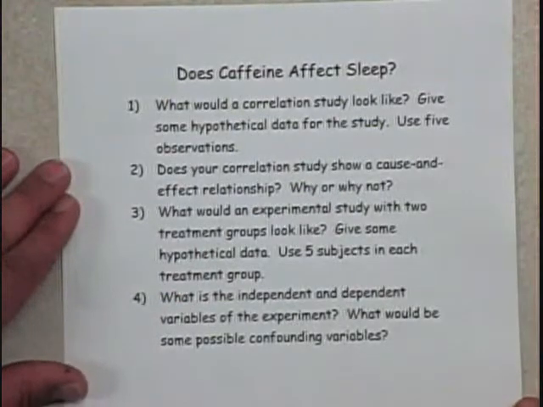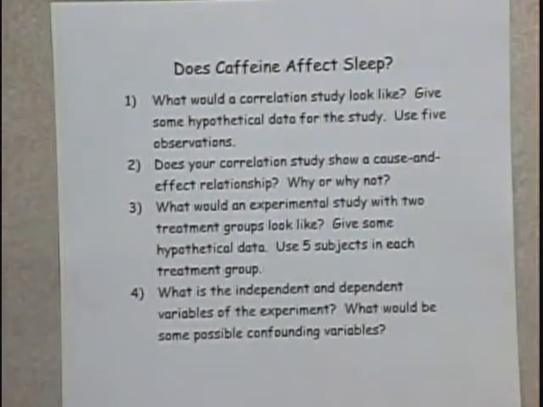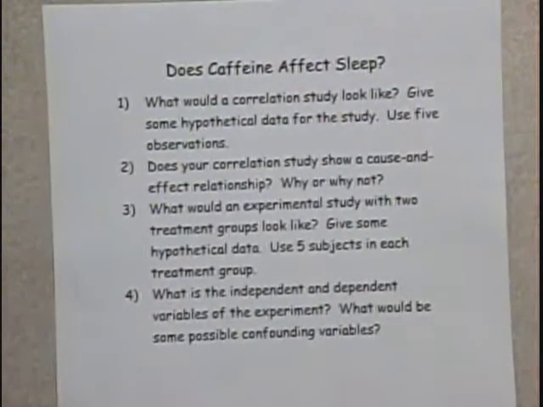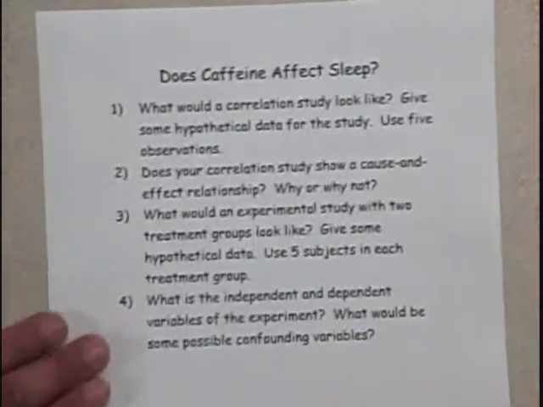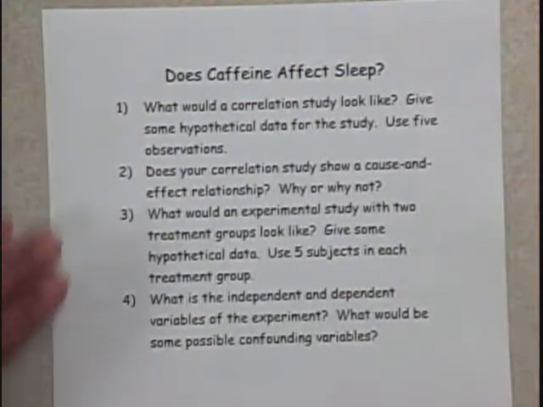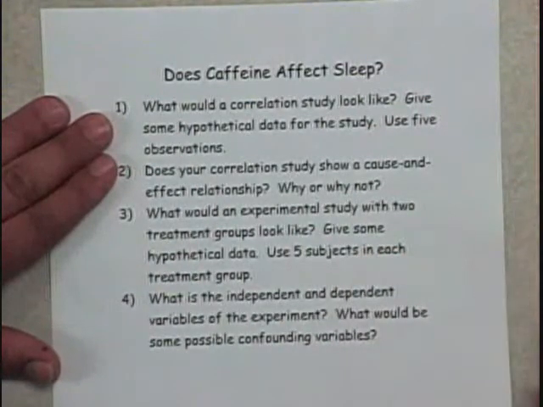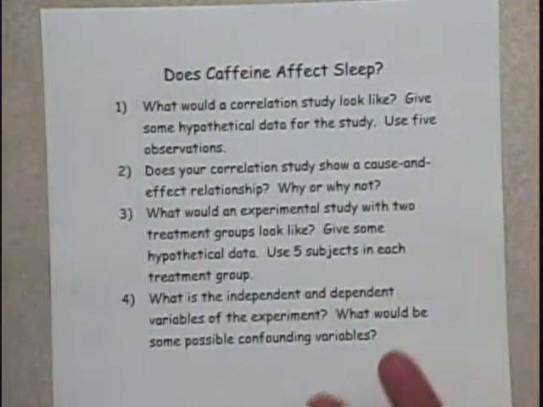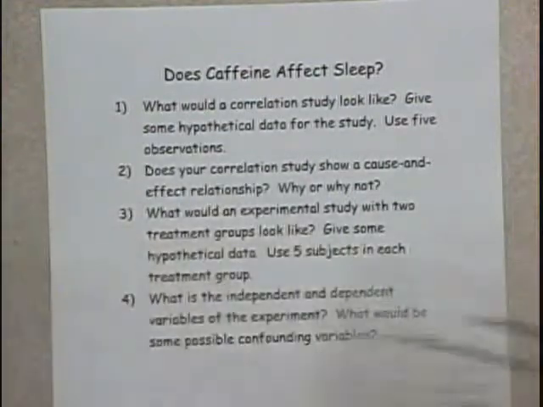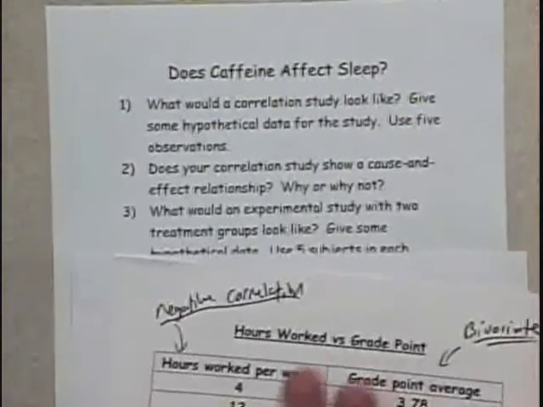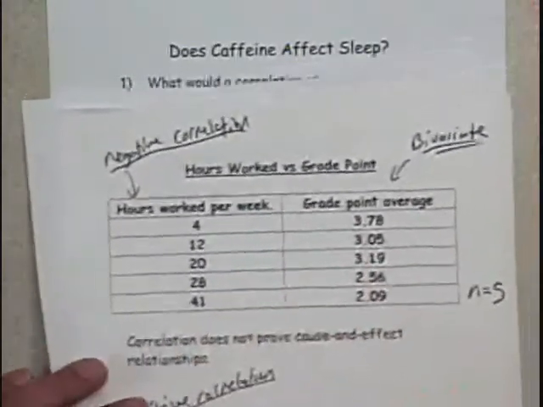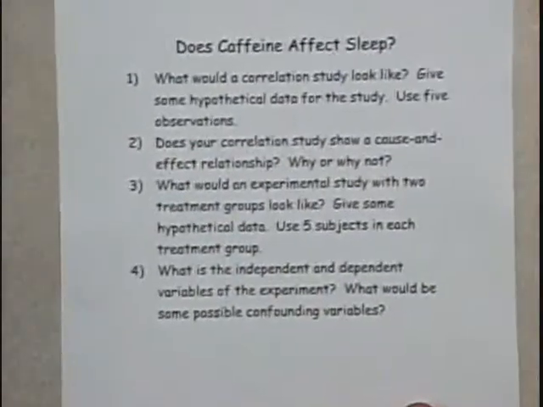Okay, so let's say you're a researcher and you want to know, does caffeine affect the amount of sleep that someone has? So you could do a correlation study, you can do an experimental study. So what I want you to do is just do your best to answer these questions. And they're a little open-ended, so what I'm saying here is just write out, what would a correlation study look like? You know, so kind of write out a table like this. Write out a table like this and explain kind of what's going on, label the table.